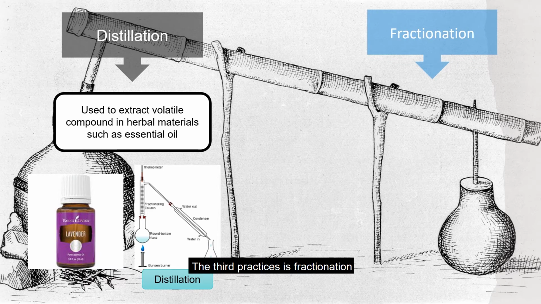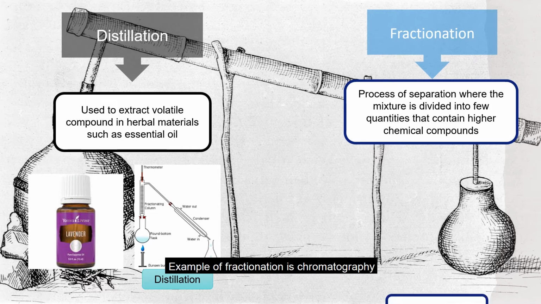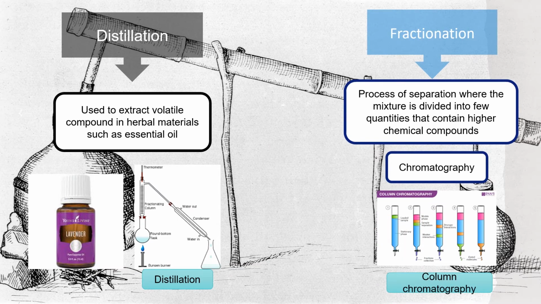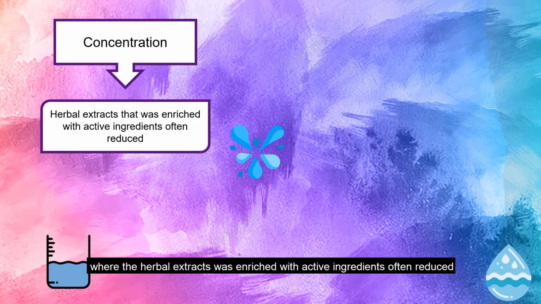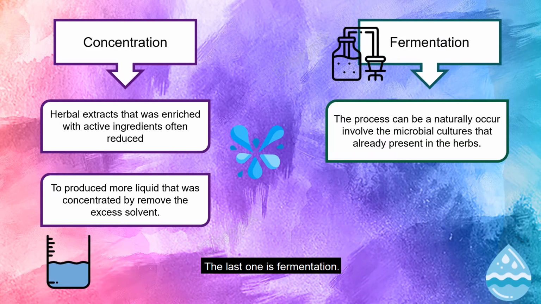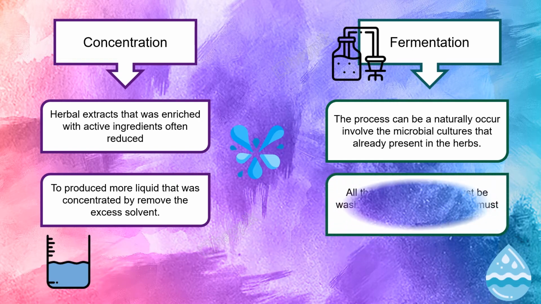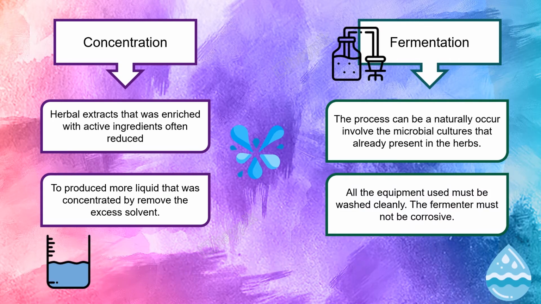The third practice is fractionation, which is a process of separation where the mixture is divided into a few quantities that contain higher chemical compounds. An example of fractionation is chromatography. An example for a chromatography process is column chromatography. The fourth is concentration, where the herbal extract is enriched with active ingredients, often reduced to produce more liquid that is concentrated by removing the excess solvent. The last one is fermentation, a process which can occur naturally and involves microbial cultures present in the herbs. All the equipment used must be washed cleanly and the fermenter must not be corrosive.